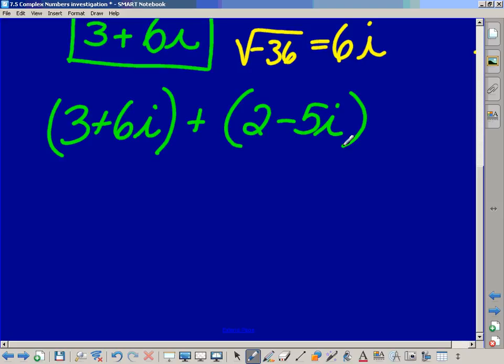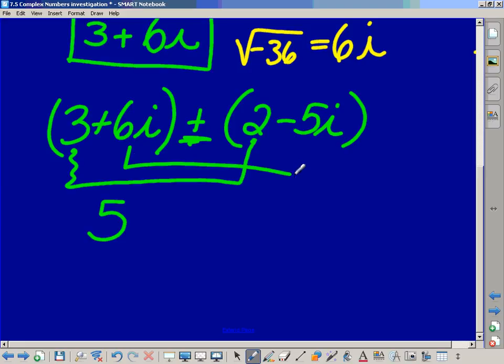Adding them is really simple. All you do is add up their real parts, 3 plus 2. Since we're adding, you just add them together to make 5. And then you add their imaginary parts. That works just like any normal variable terms. You would take 6x plus -5x, which would be positive 1x. Well, 6i plus -5i is positive 1i. So I showed you how to add two complex numbers. If you were subtracting, you would just subtract the real parts and subtract the imaginary parts.